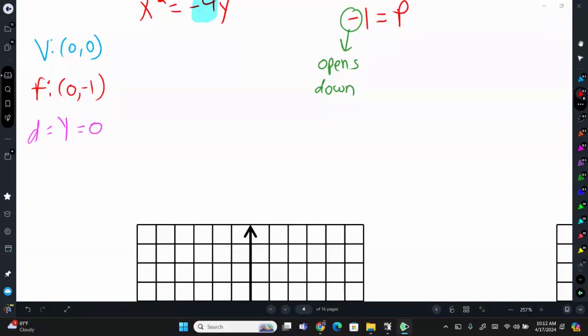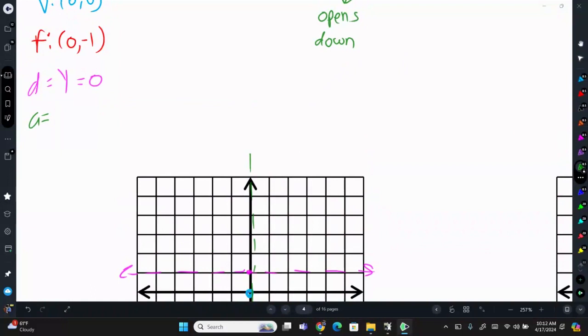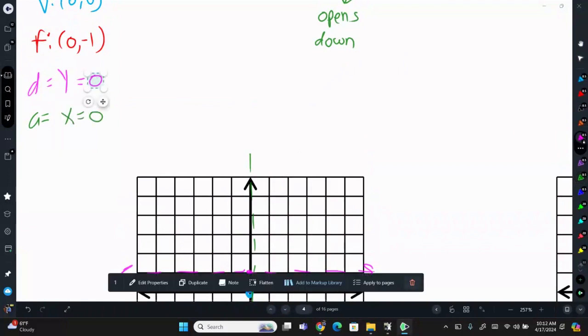Our axis is going to go through the focus and the vertex and perpendicular to the directrix. So that's going to be x equals 0. So this should be y equals 1.